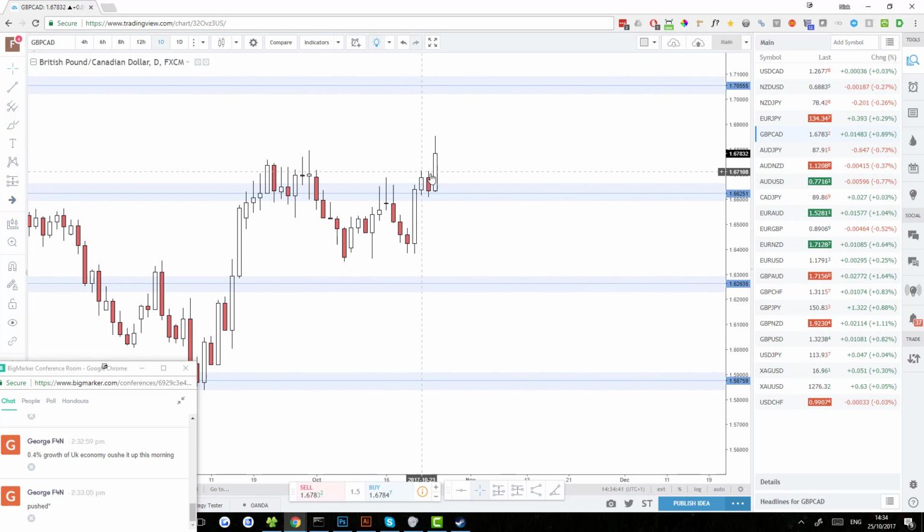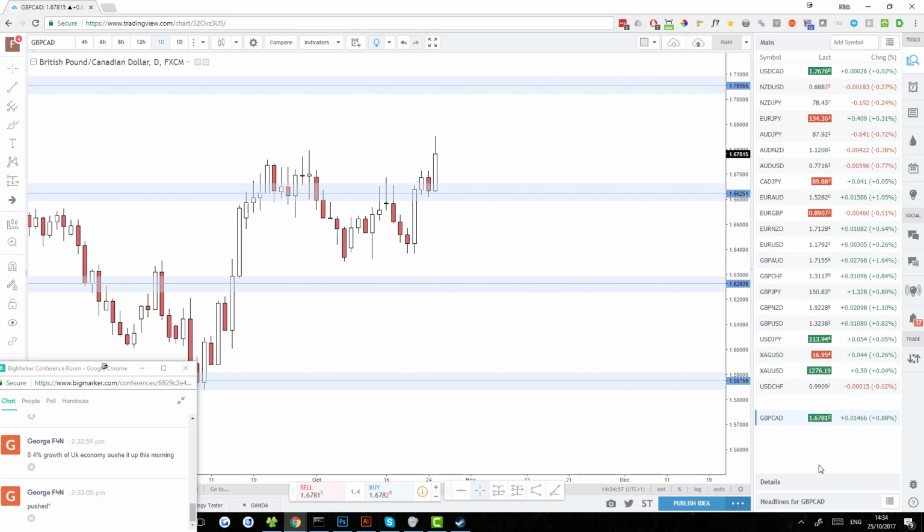GBPCAD we just looked at. We were looking at it yesterday. It was one of the weaker setups yesterday, I think, for a potential short. But obviously that short never triggered, never came close to triggering. And as George pointed out, the news pushed it up. So this one is definitely off the table.